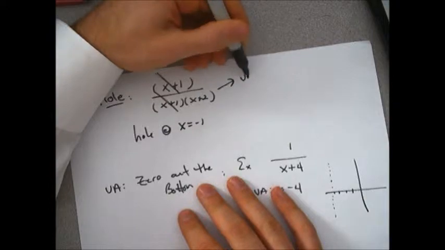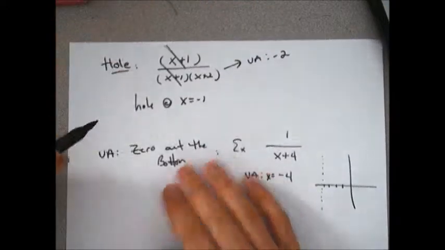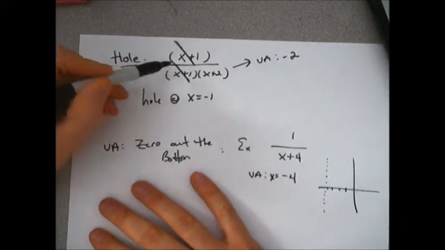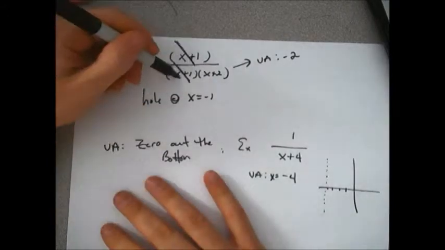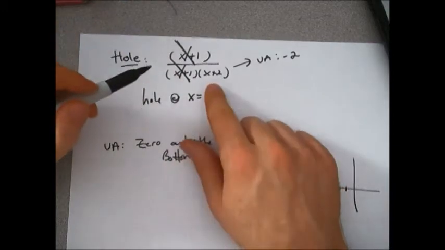So for that one, you'd have a vertical asymptote at -2. So again, once you have crossed off two quantities and designated it as a hole, it's no longer able to be a vertical asymptote. So the only thing you zero out.